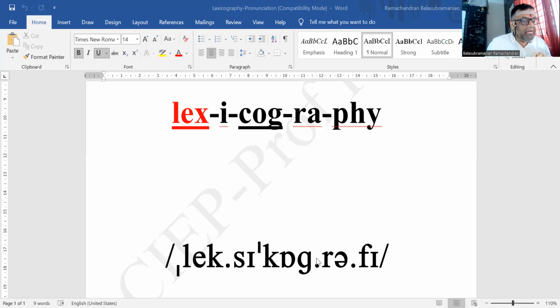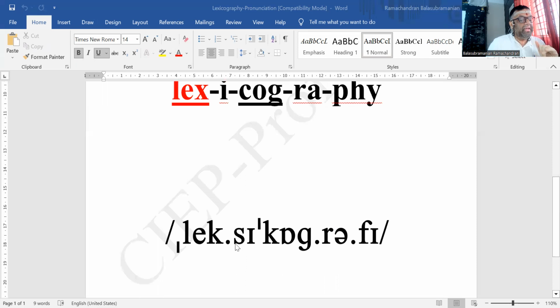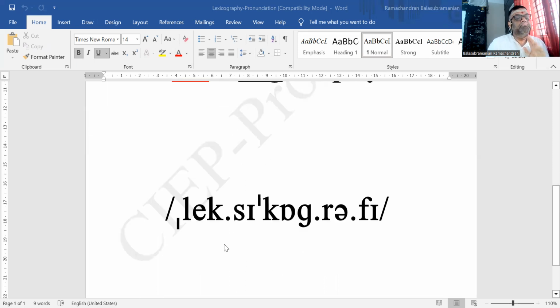Here again, we don't follow the maximal onset principle. Here we follow the principle that you cannot have two consonants together if they don't form a valid onset or coda. In this case, a coda. So let us look at this again. Let me explain this again so that you understand it better.